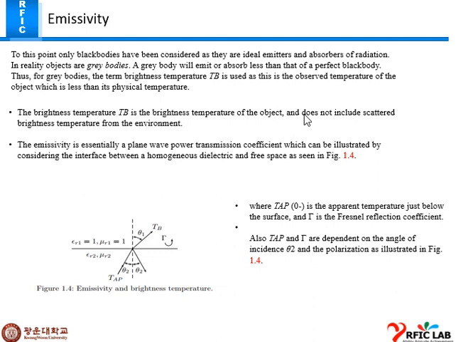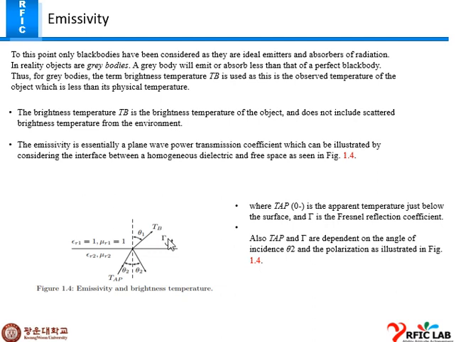The brightness temperature TB is the brightness temperature of the object and does not include the scattered brightness temperature from the environment. It is essentially a plane wave power transmission coefficient, which is illustrated by considering the interface between the homogeneous dielectric and free space as shown in this figure 1.